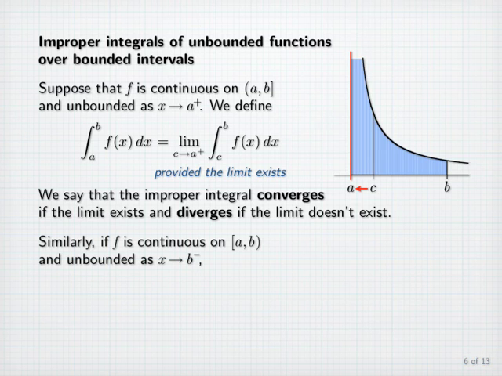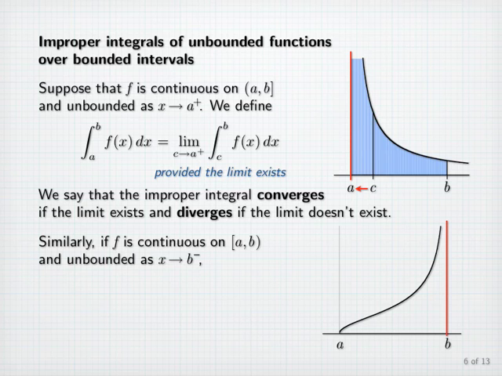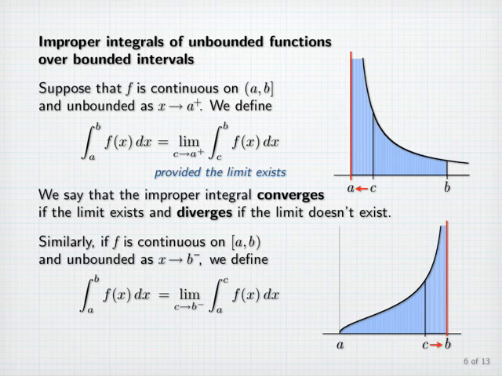Similarly, if f is continuous on the half-open interval consisting of numbers greater than or equal to a and less than b, and if f is unbounded as x approaches b from the left, again, we think of an arbitrary c in the interval, integrate from a to c, and let c approach b from the left. So we define the integral from a to b of f of x to be the limit as c approaches b from the left of the integral from a to c of f of x dx, provided that the limit exists, and we speak of the existence or non-existence of the limit in terms of the convergence or divergence of the integral.